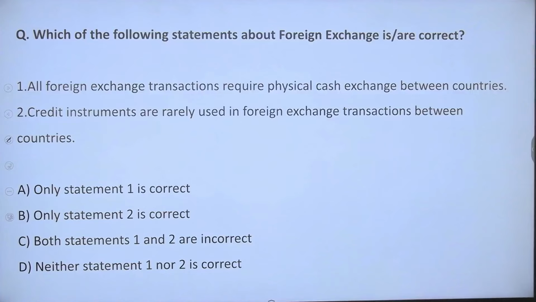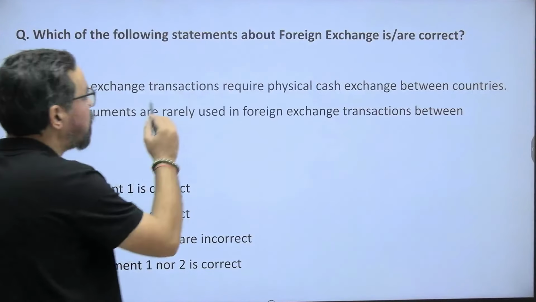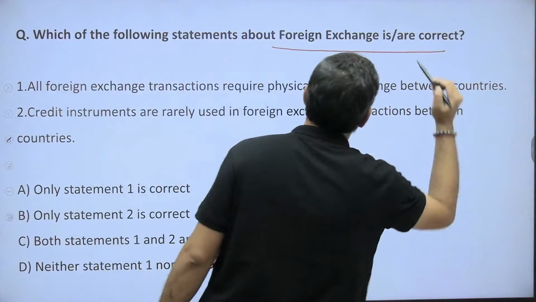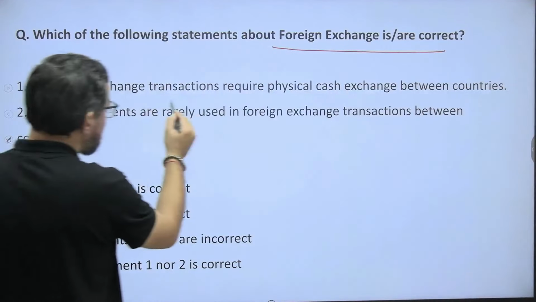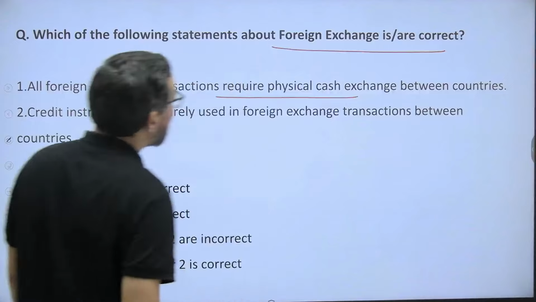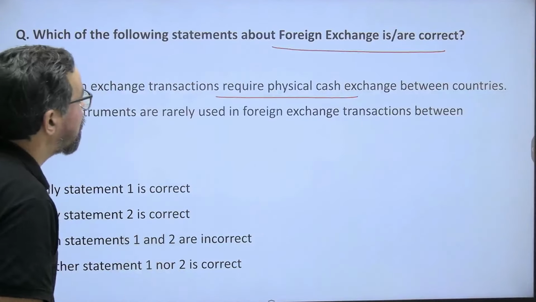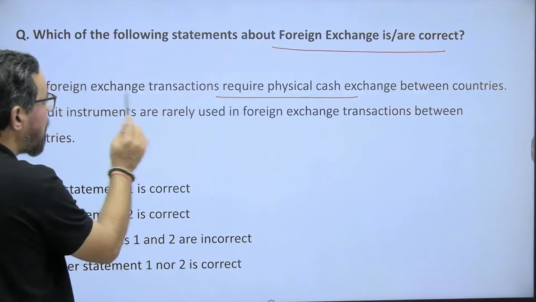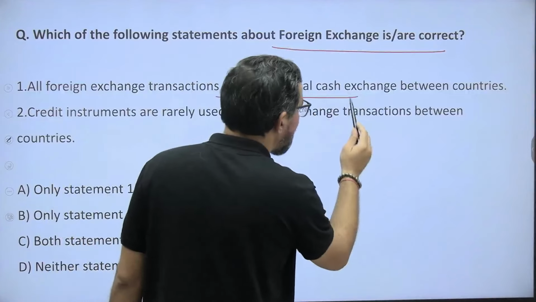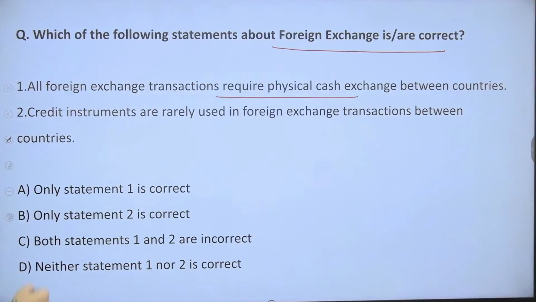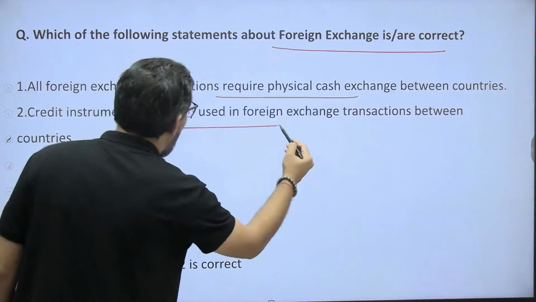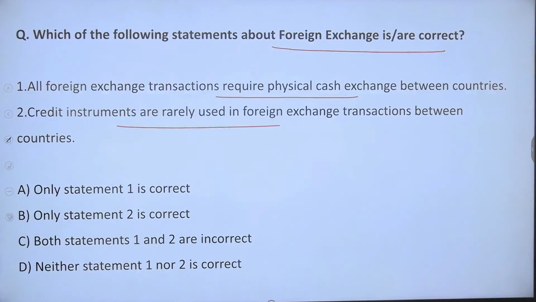So first question on your screen, guys. Which of the following statements about foreign exchange are correct? All foreign exchange transactions require physical cash exchange between countries. Another one is credit instruments are rarely used in foreign exchange transactions between countries. So both statements are wrong.